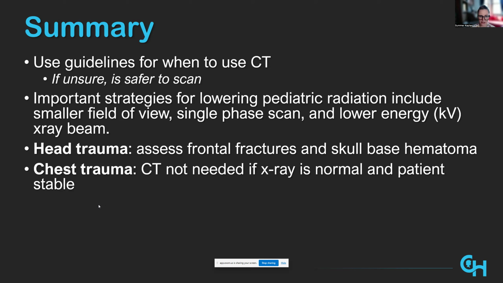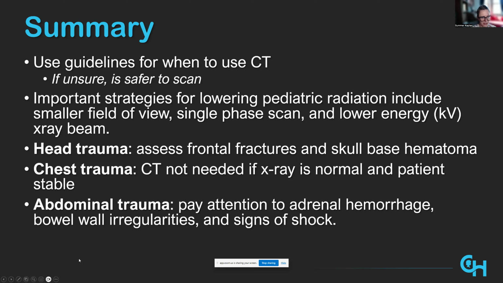For chest trauma, CT is often not needed if the X-ray is normal and the patient is stable. You may find small findings, but they're not going to change management. And then finally, for abdominal trauma, pay attention to the adrenals. Look for hemorrhage, look for hyperenhancement and signs of shock. And bowel injury can be difficult to detect on CT, but look for irregularities such as thickening, focal enhancement, or gas around a bowel loop. So that's it.